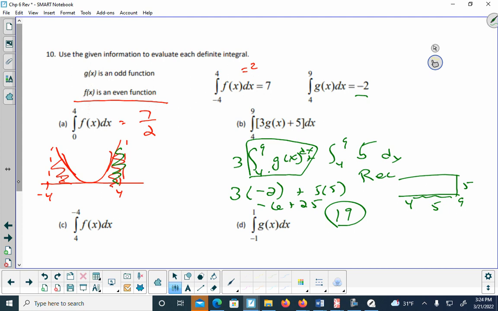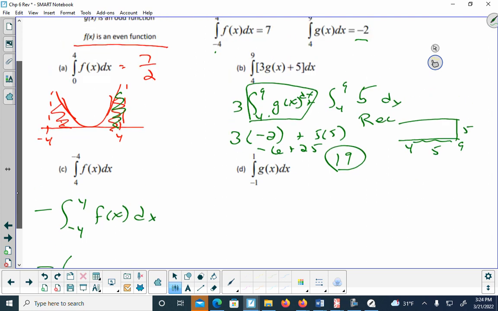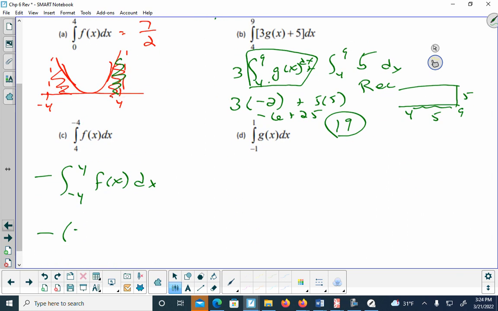This one, I'm going from 4 to negative 4. So I've taken this interval and I've switched it by the opposite direction. That means I have to put a negative sign there. So I'm just going to take the opposite of negative 4 to 4, which is 7. So my final answer is going to be negative 7.